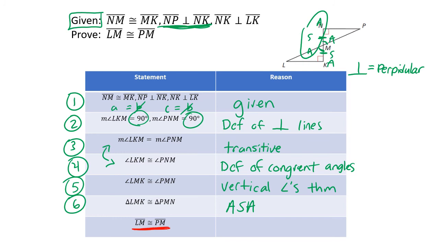So our last statement here is what we're wanting to prove, which is that line segment LM, this segment right here, is congruent to line segment MP, this segment right here. Why can we say that? Well, since we've just proved these two triangles congruent, we can say that by CPCTC, corresponding parts of congruent triangles are congruent. Put our little hash marks, and we're done.